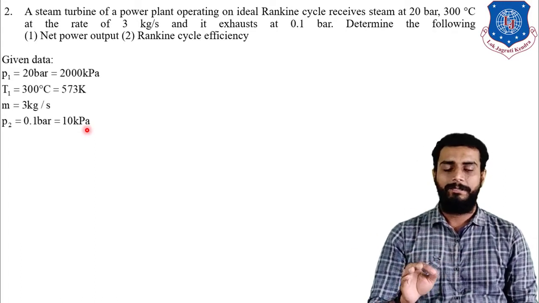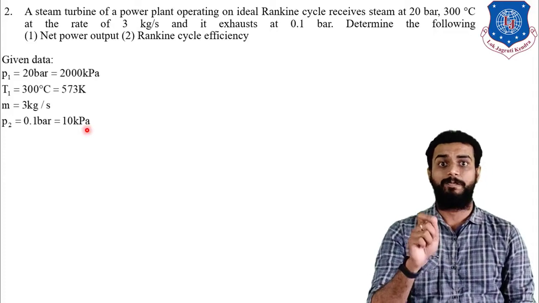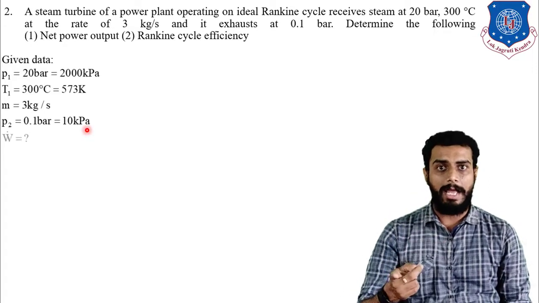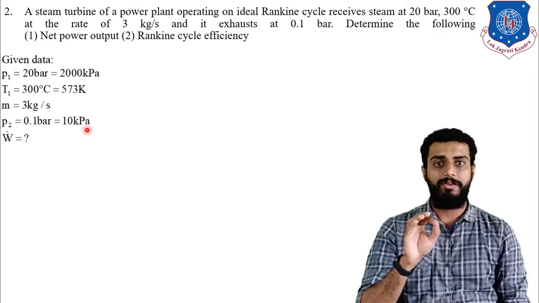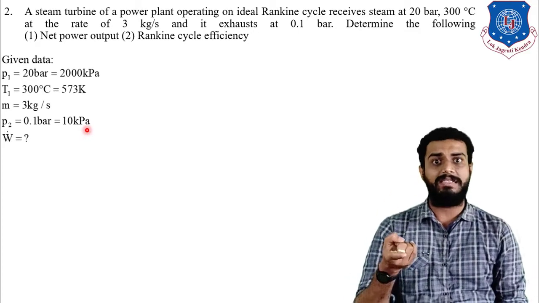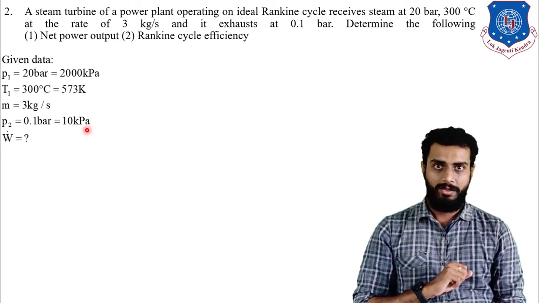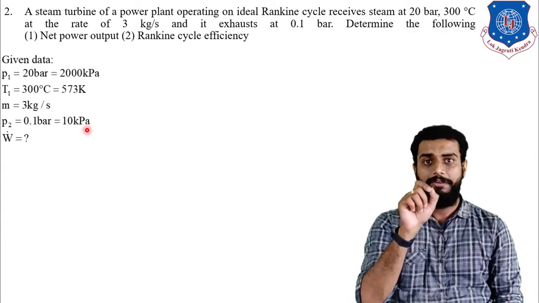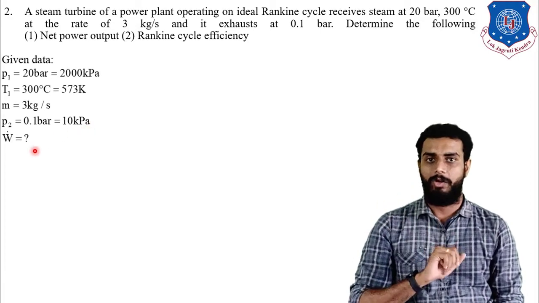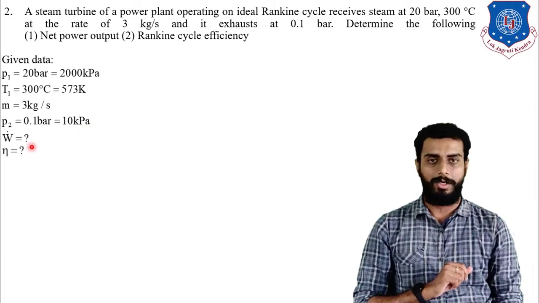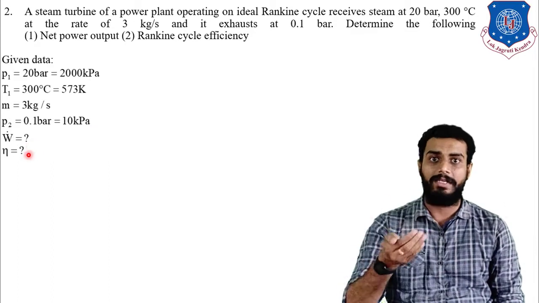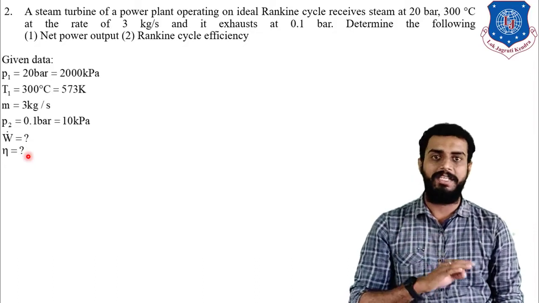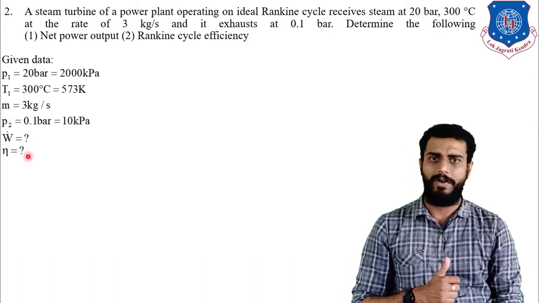Clear? So now further we are supposed to find out net power output. Now mark the words, work output and power output, that is a difference. If work output is asked, then your unit will be kilojoule per kg, and if power output is asked, then your unit will be kilowatt. Here power output is asked, that means you have to multiply the work with mass flow rate, that will give you the power output, right? So you can also say W dot will be the power output. Rate of work, that is power. That is why W dot. Now Rankine cycle efficiency, that means eta, we are also supposed to find out here.